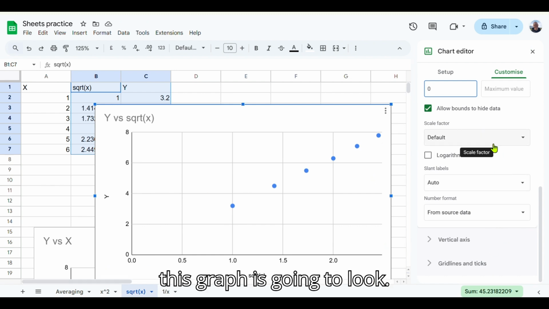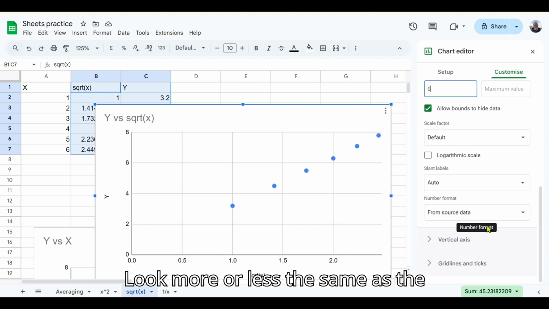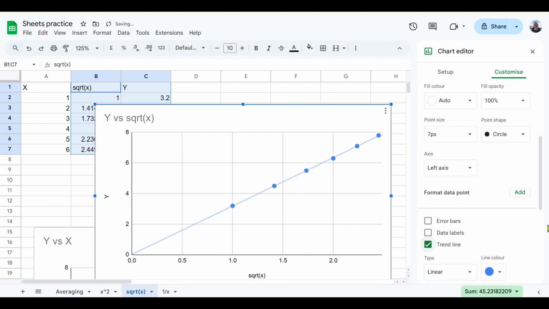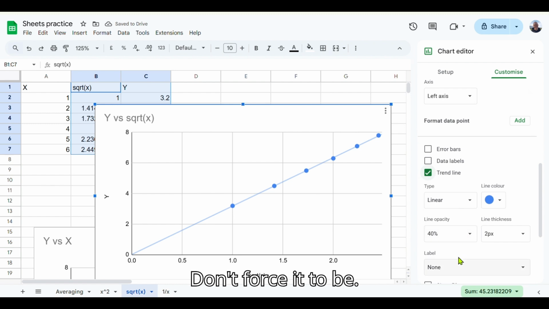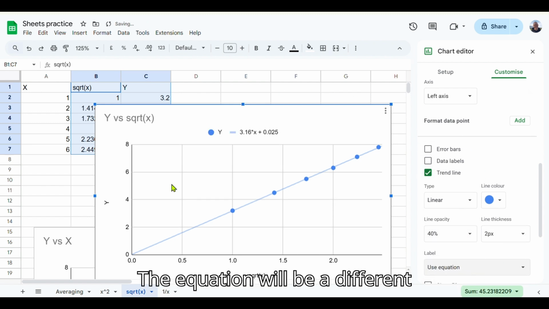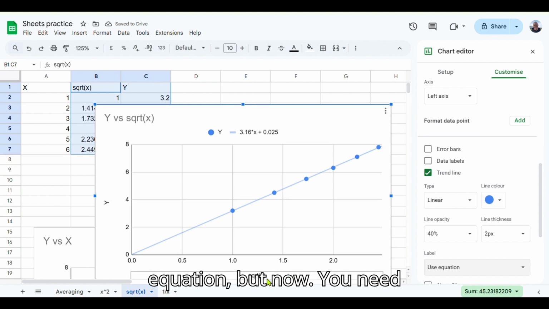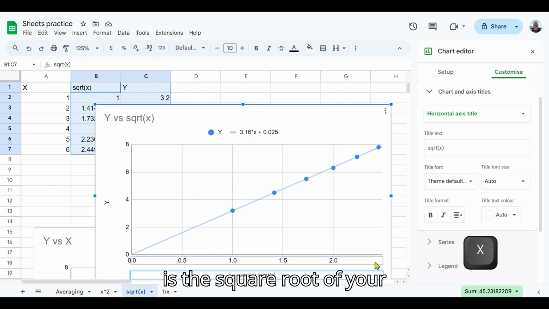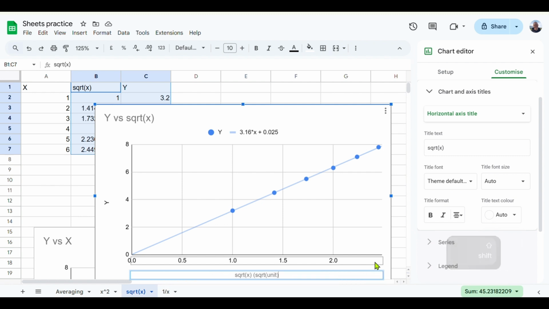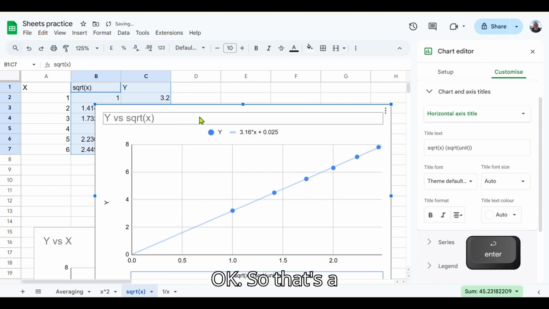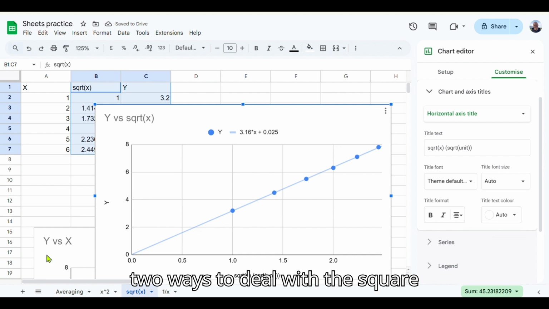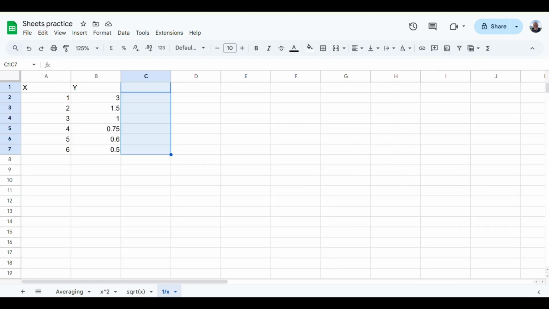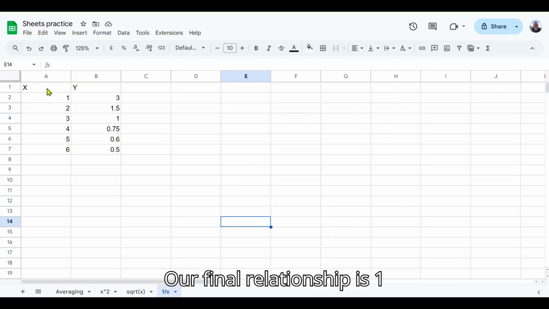This graph is going to look more or less the same as the previous graph. If we give it a trend line and force it to be the equation, it'll be a different equation. But now you need to make sure that your unit is the square root of your original x unit. Okay, so that's two ways to deal with a square root x relationship. Our final relationship is 1 over x.